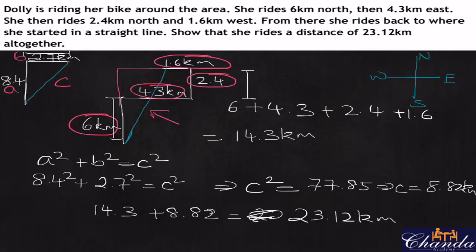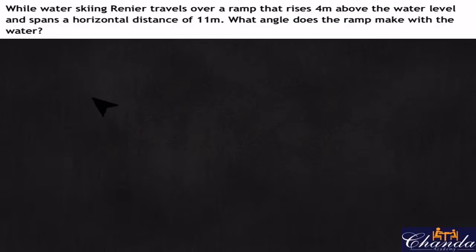Fantastic. Let's move to the next question now. This particular question says, while water skiing, Renier travels over a ramp that rises 4 meters above the water level and spans a horizontal distance of 11 meters. What angle does the ramp make with the water?